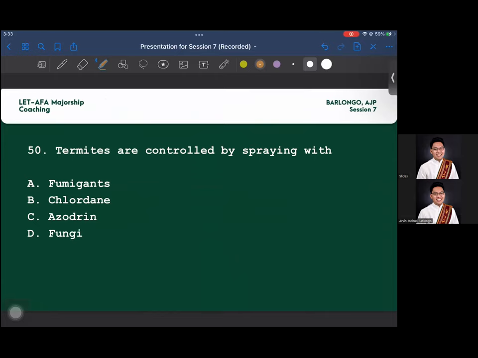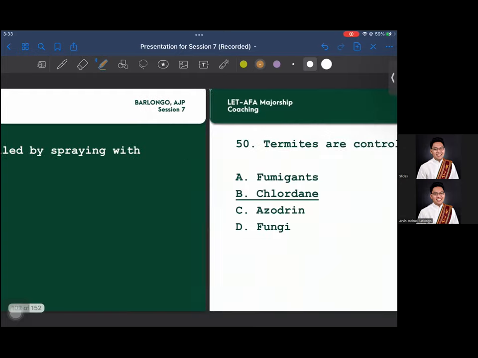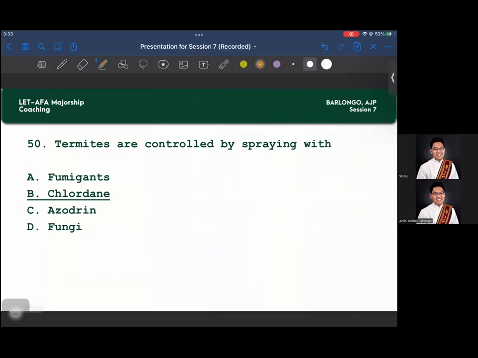Number 50, termites are controlled by spraying with A, fumigants, B, chlordane, C, azadrin, or D, fungi. If you're paying attention sa mga past items, I've actually given yung answer dito. I hope that you are answering it right. So the correct answer is letter B, which is chlordane. Again, chlordane is used for termites.